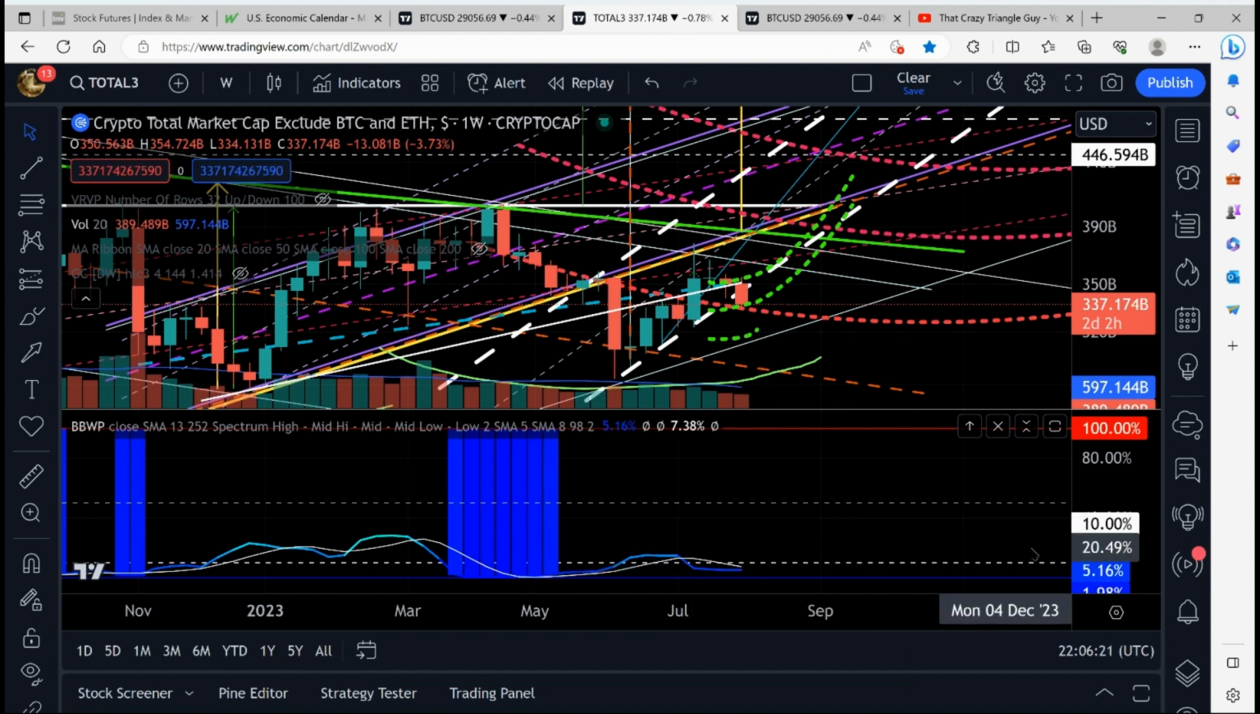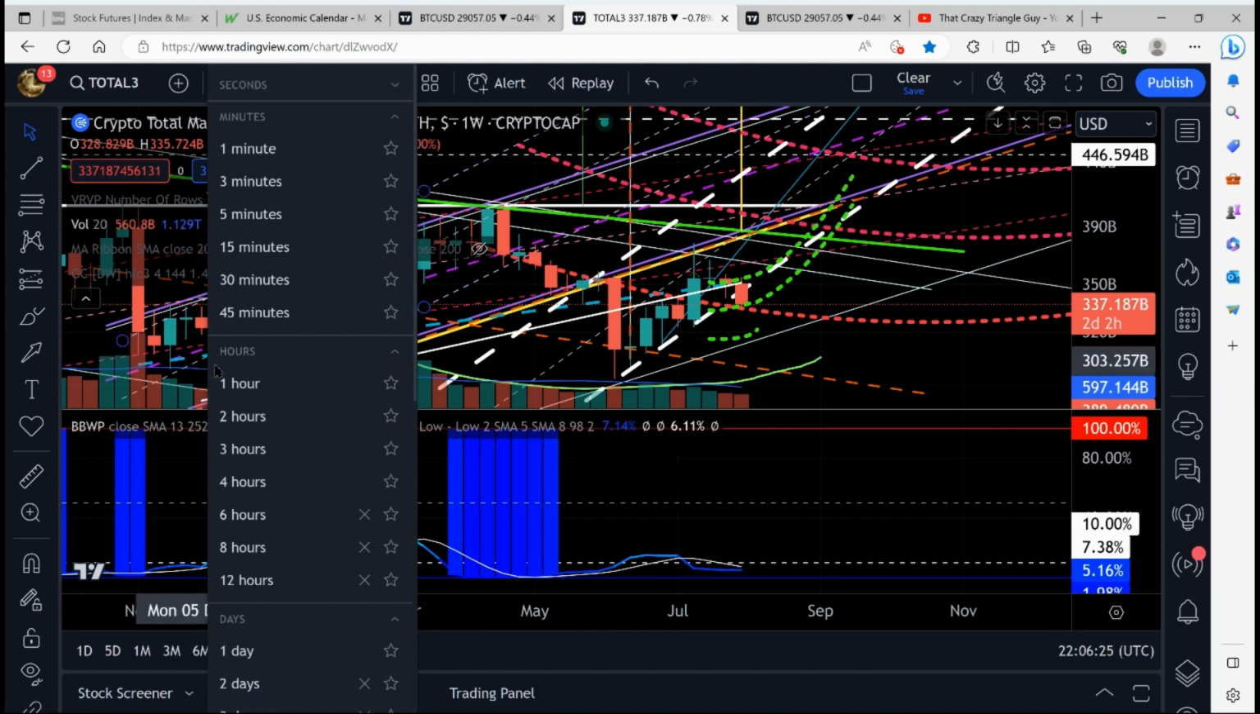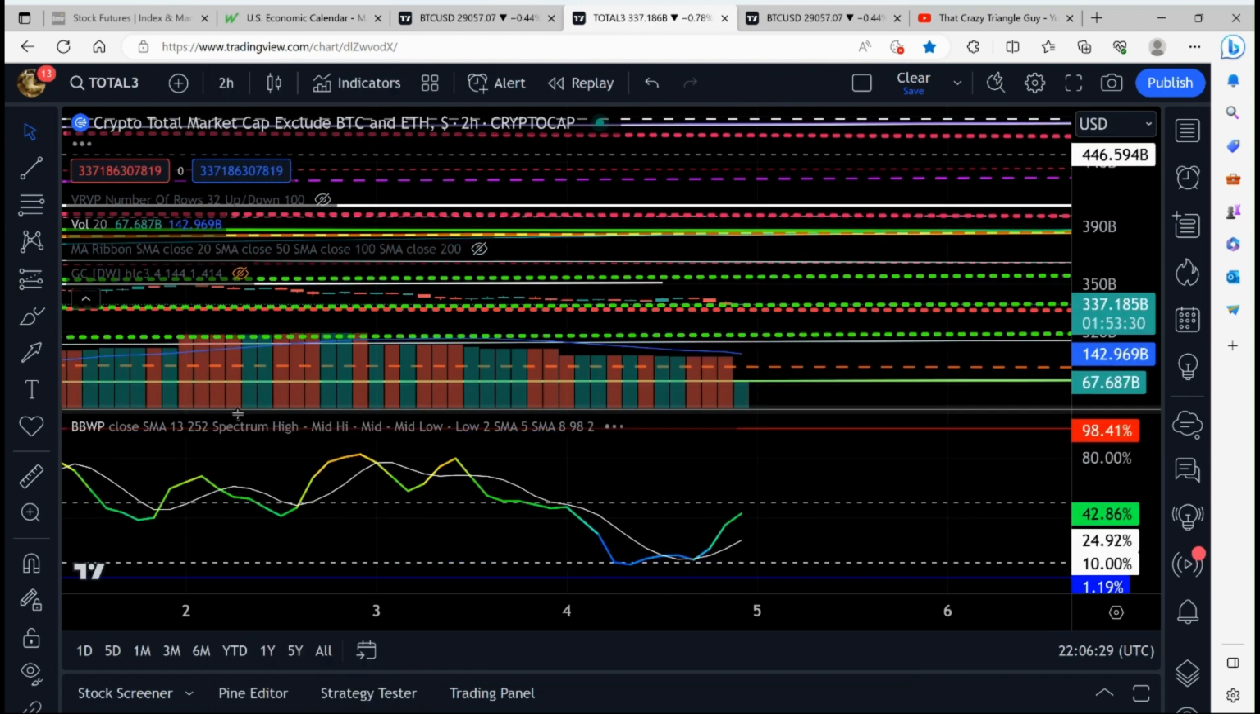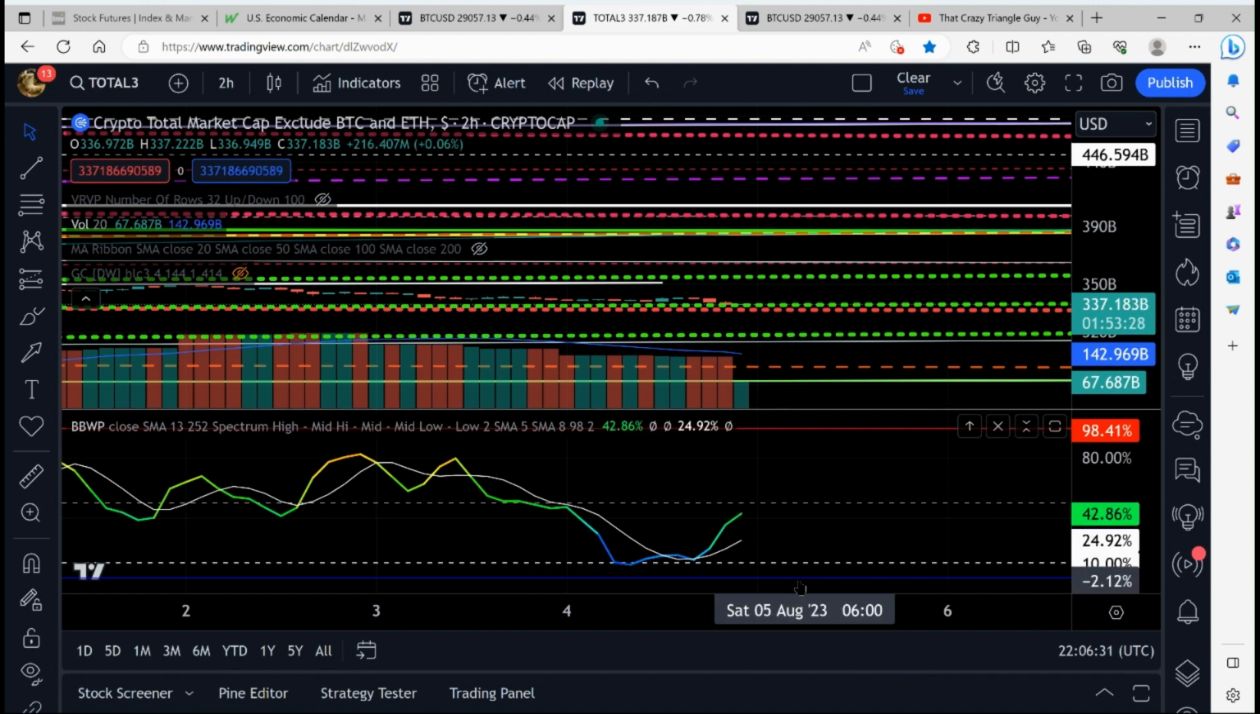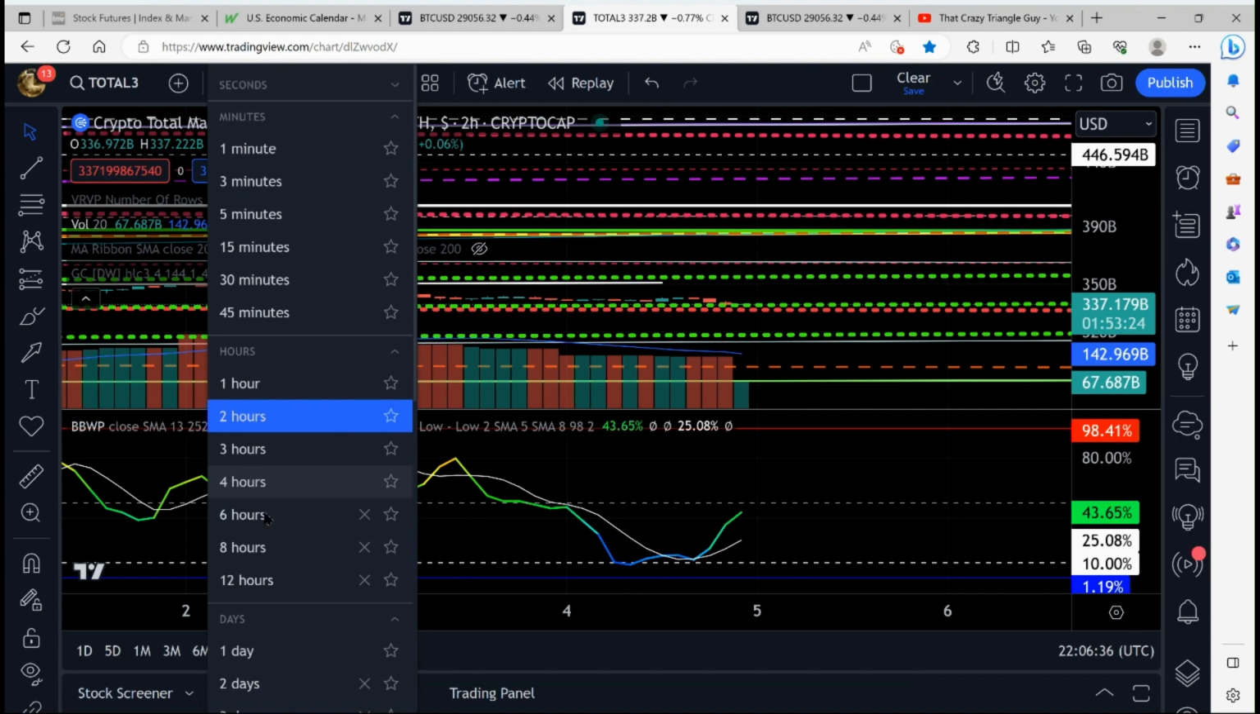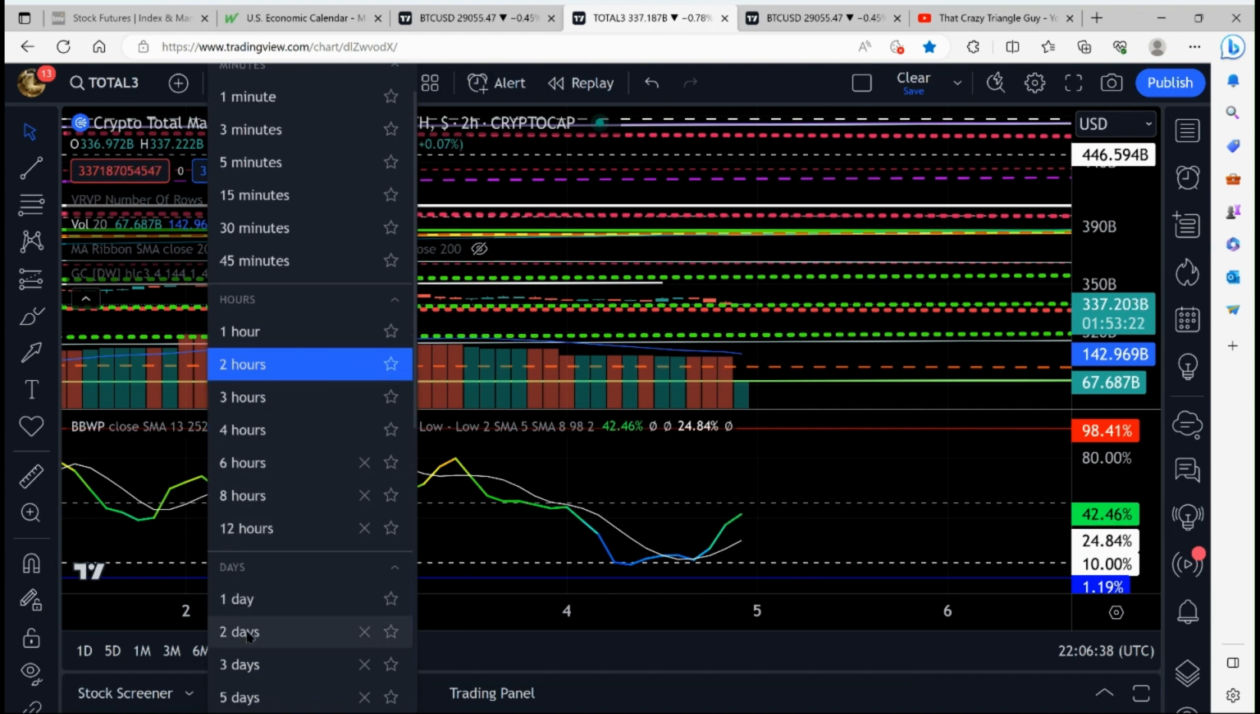It's at 5.16%. Now, we have various time frames that we look at this on. The 2-day is one of them. The 2-day is currently, I'm sorry, that's the 2-hour. No wonder that was so off.